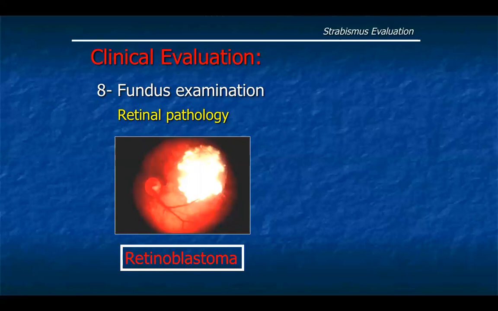For example, this child with the retinoblastoma needs treatment for the retinoblastoma, not for the strabismus. And if there's a scar, the patient will always have poor vision, so the prognosis of strabismus surgery is poor. The parents have to know that the strabismus can recur after surgery.